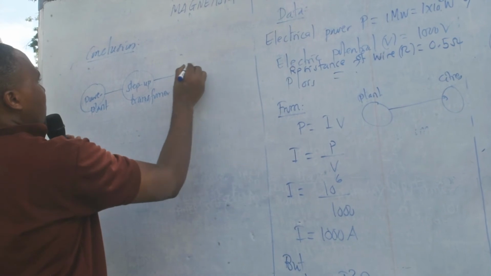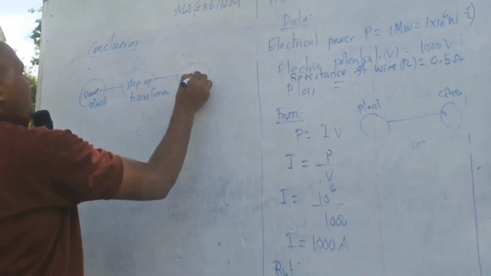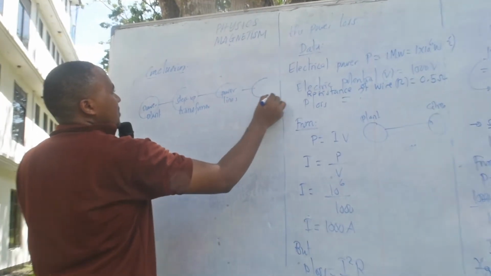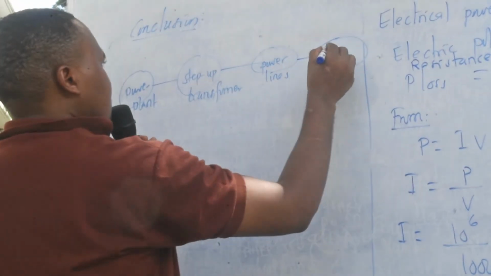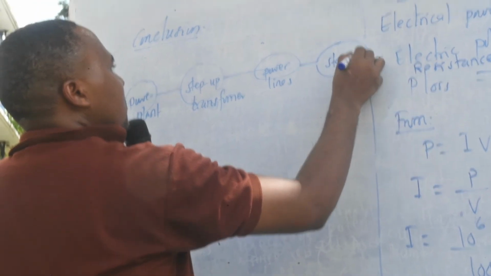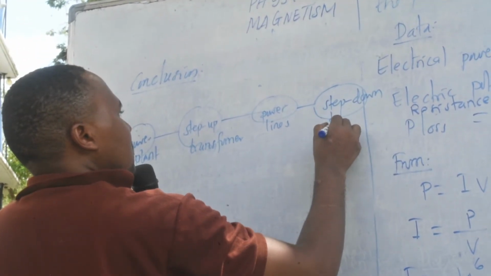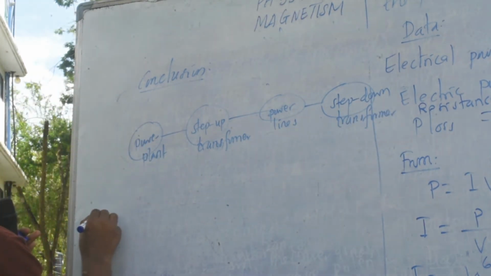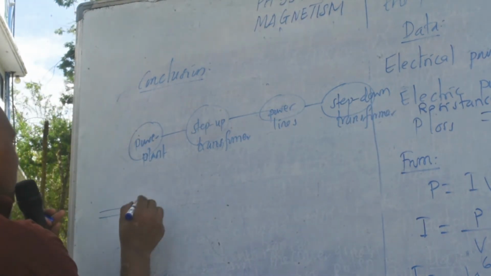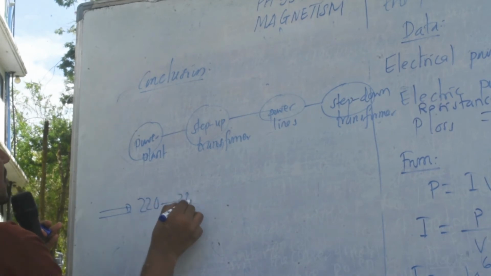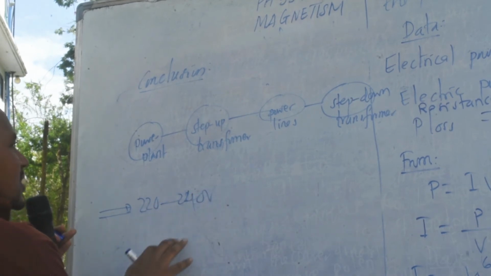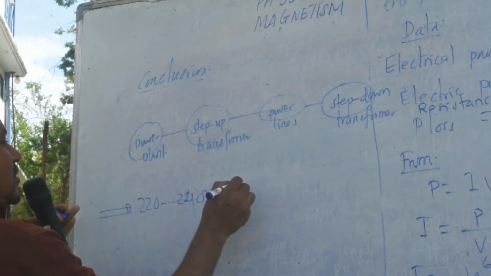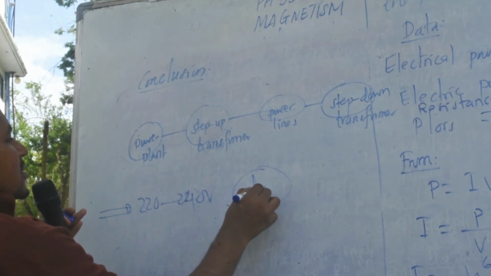Then we have these power lines. The power is now transmitted. Before we get to the houses, for the domestic users, we use a step down transformer. Also, in our homes, the voltage is about 220 to 240 volts that enters into the main circuit. So after this one, it is stepped down to this value, then domestic use.